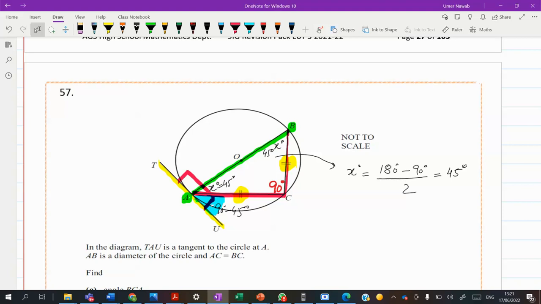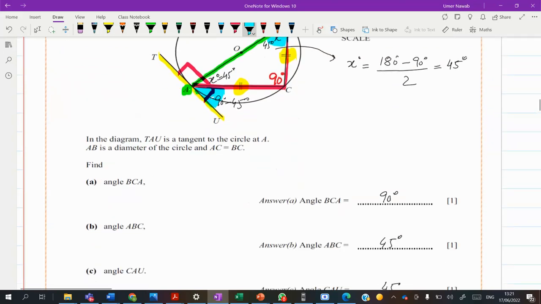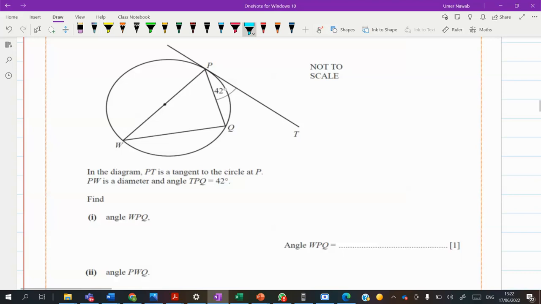I can also use the fourth property, although it's not needed. This blue angle is same as this angle. This is called alternate segment theorem. Maybe in upcoming questions, I will explain it to you.